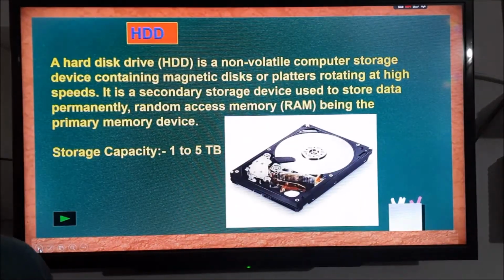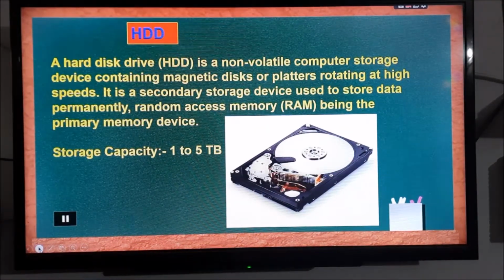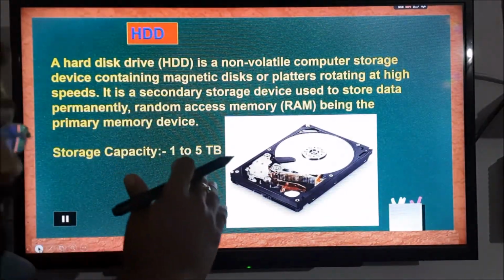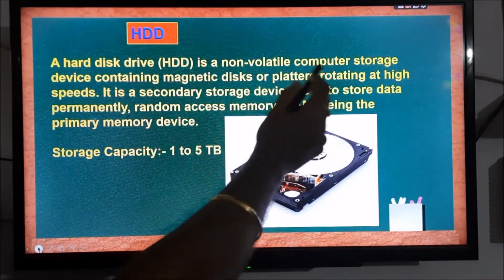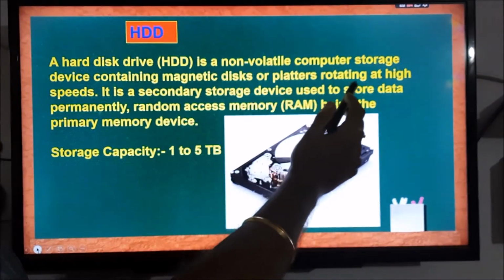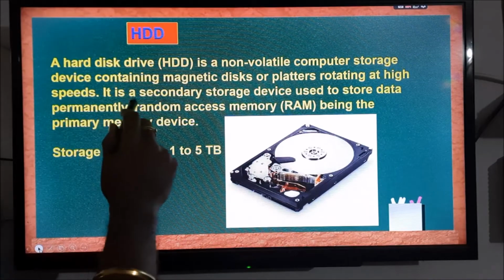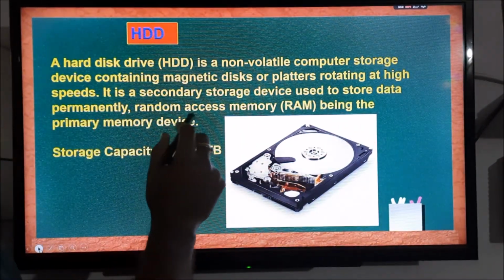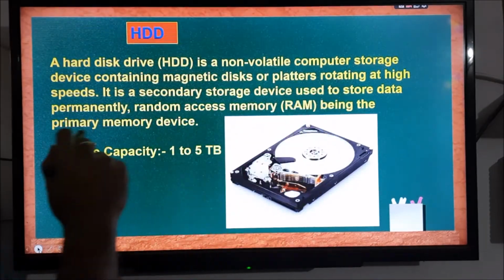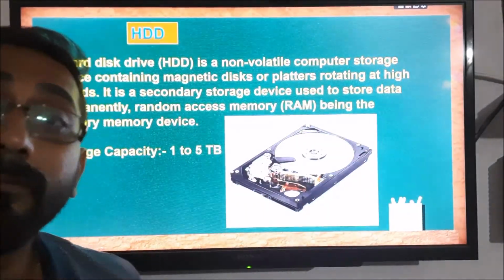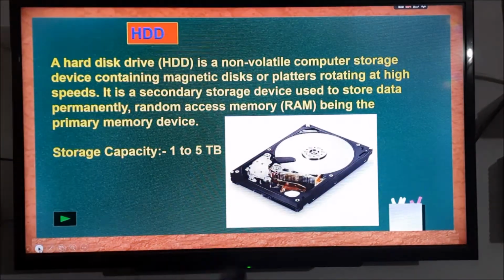Now we will talk about a few more external storage devices, that is hard disk drive, HDD. It is a non-volatile computer storage device containing a magnetic disk or platters rotating at high speed. It is a secondary storage device used to store data permanently. Random access memory is the primary memory device. It has a storage capacity of up to 1 to 5 TB.